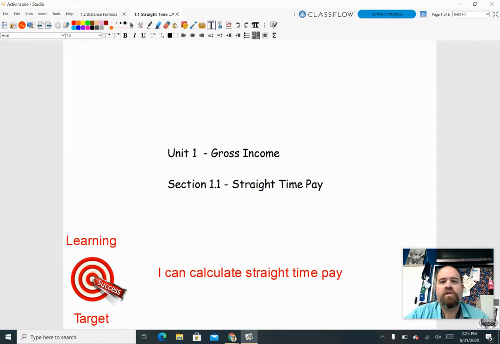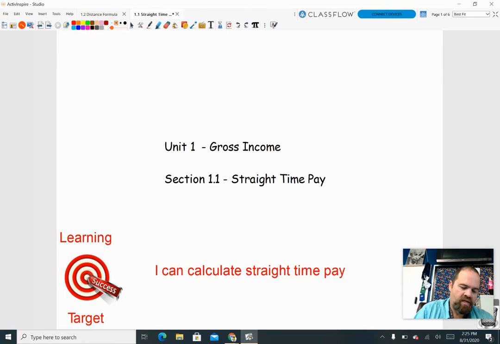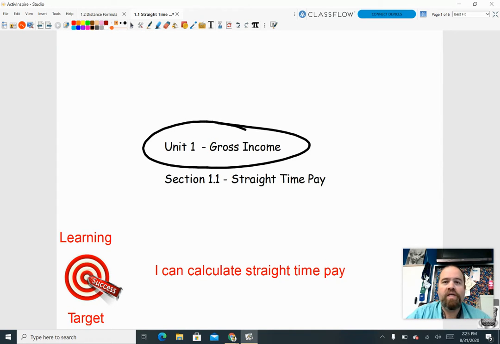So today we're actually going to start our first unit. Everything that we've done up until this point has kind of been a prerequisite or something that you need to know for multiple units. This one's going to be the biggie that you need. This is our first unit, our first lesson in that unit. So our first actual unit is all about gross income. That is your paycheck at your job before they take out taxes.